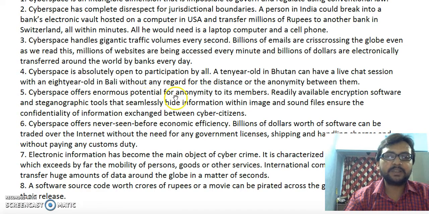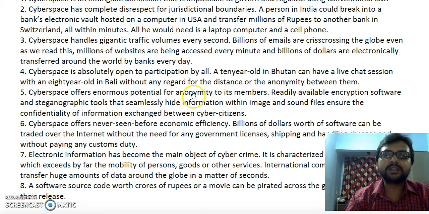Cyberspace offers enormous potential for anonymity. Basically, one creates a fake account on Facebook, a fake account on Twitter, and it is very difficult to identify who that person is. We never find the true identity of those types of persons. So in this situation, it again gets very difficult to identify or arrest some person or to file a case against some person.